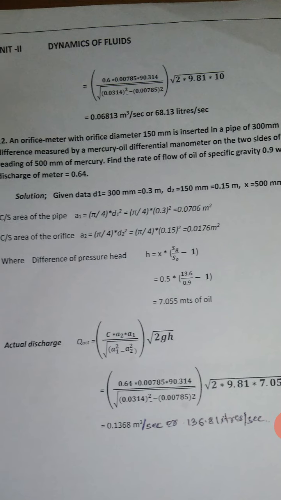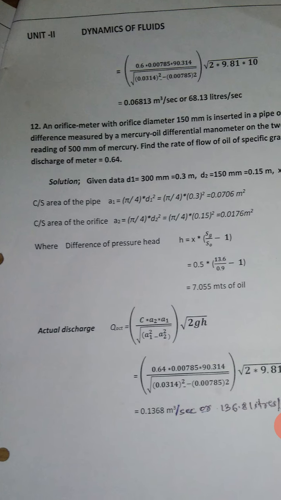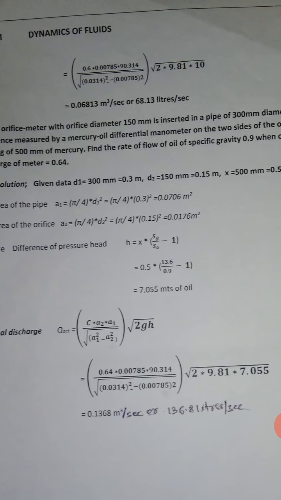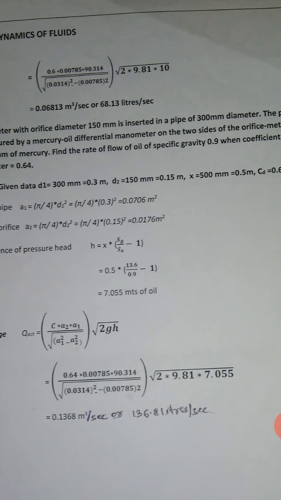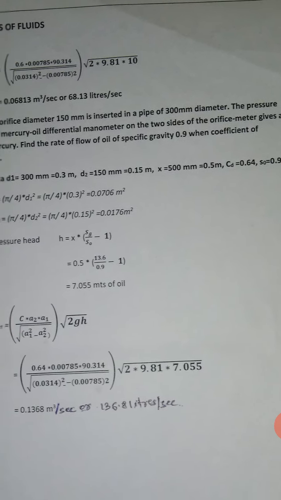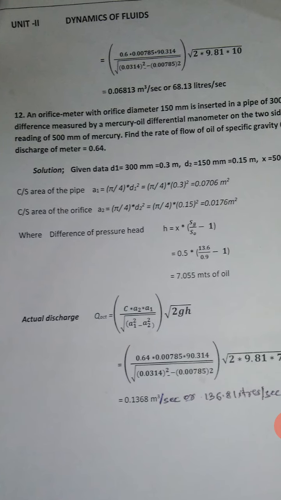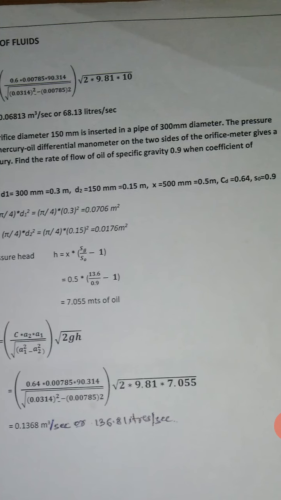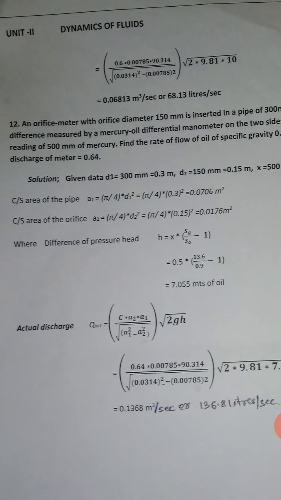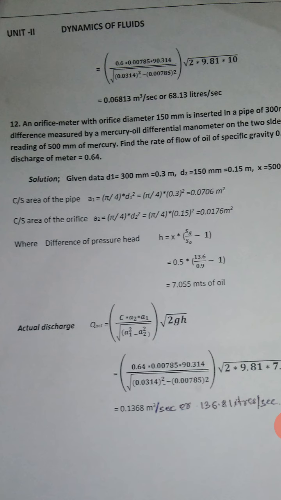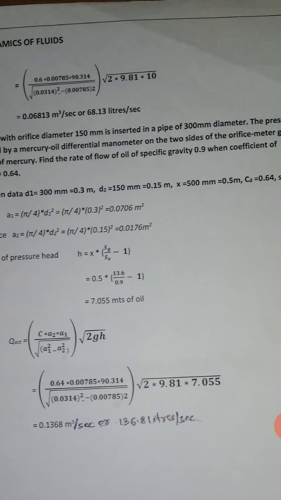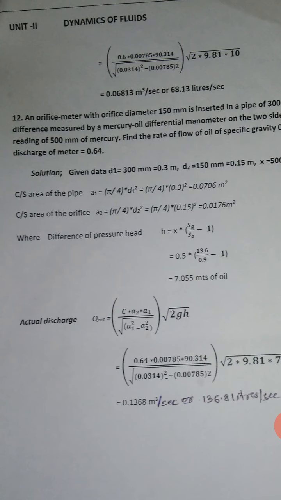The last problem of this chapter: an orifice meter with orifice diameter 150 mm is inserted in a pipe of 300 mm diameter, and the pressure difference measured by a mercury-oil differential manometer on the two sides of the orifice meter gives a reading of 500 mm of mercury. Find the rate of flow. The specific gravity of oil is 0.9 and the coefficient of discharge of the meter is 0.64.